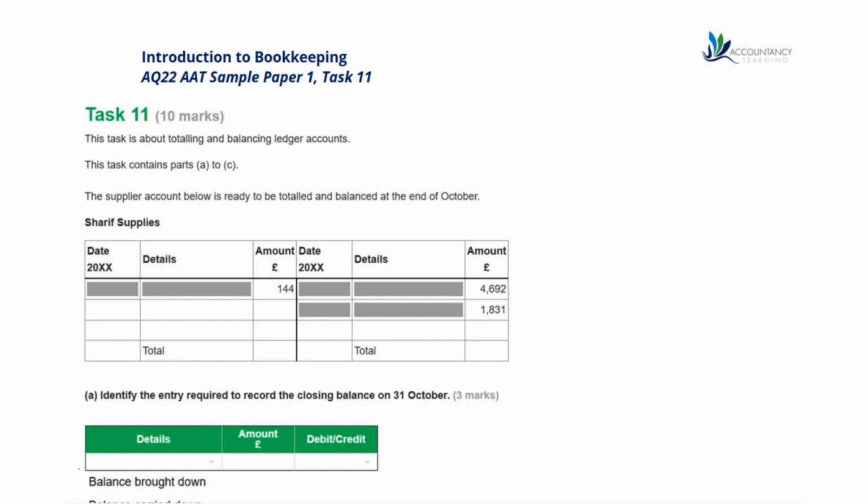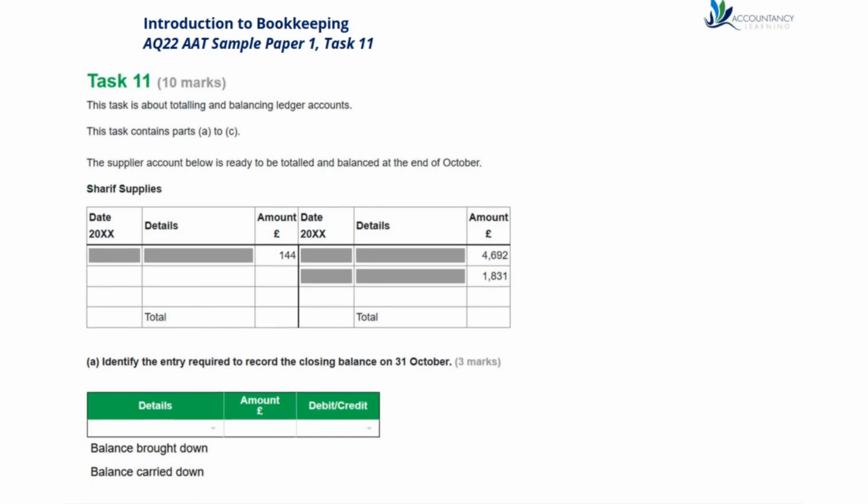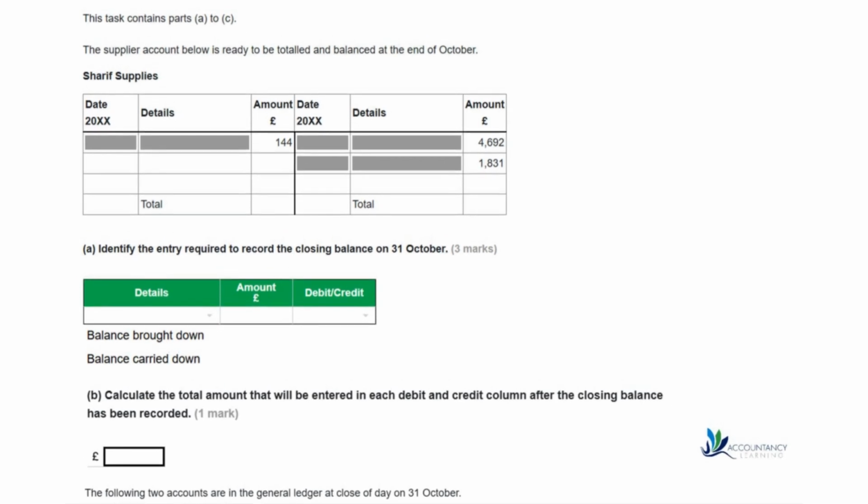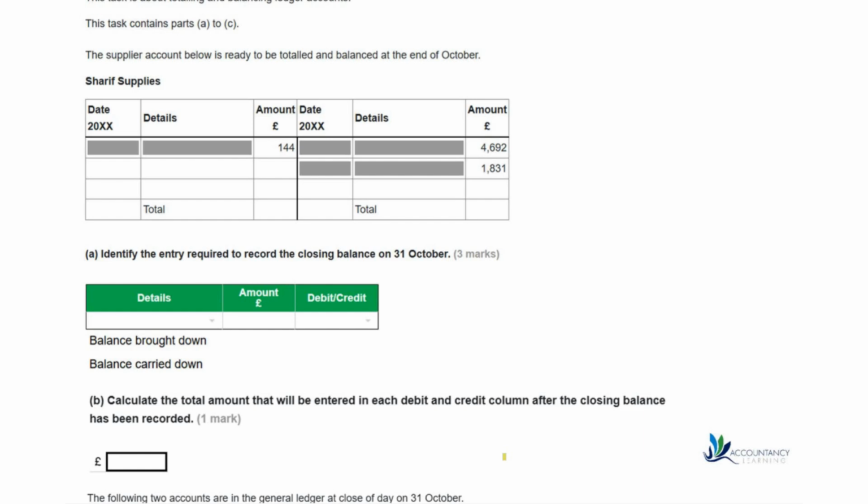I'm Sarah, and in this video I'll take you through the Introduction to Bookkeeping, Sample Paper 1, Task 11. So this task is all about totalling and balancing ledger accounts. The question gives us a supplier account which is ready to be totalled and balanced at the end of October. First of all, in part A, we're asked to identify the entry required to record the closing balance on the 31st of October.